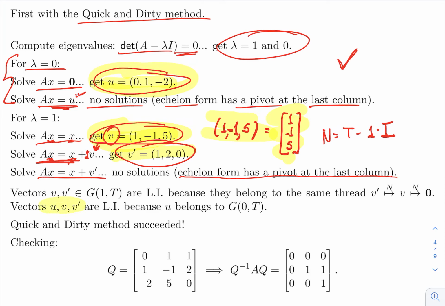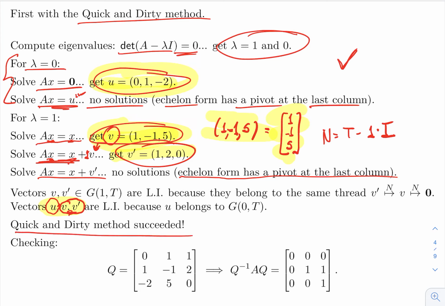Well, the entire collection has to be linearly independent because these two belong to one generalized eigenspace, and this one belongs to another generalized eigenspace. And these two were already linearly independent to start with. Yeah, so we know the method succeeded.